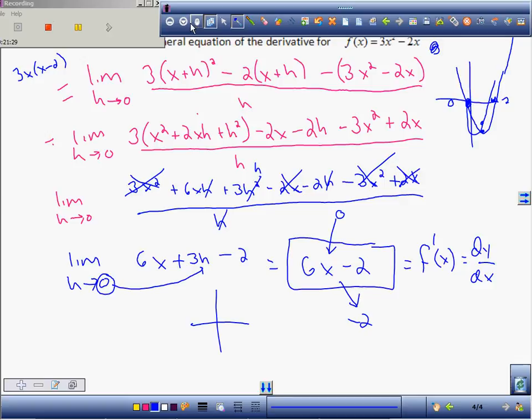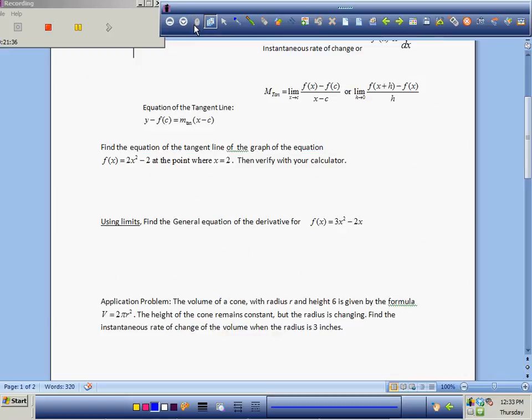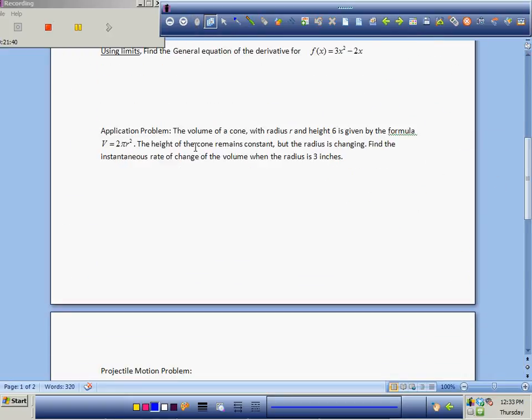So, I don't think I'm going to do the next one because that would be too much. But in this one, let me just tell you what you're doing, okay? It says the volume of, I'm not going to do the whole problem. This one's in your book. The volume of a cone with the radius r and a height of 6 is given by the formula v equals 2 pi r squared.